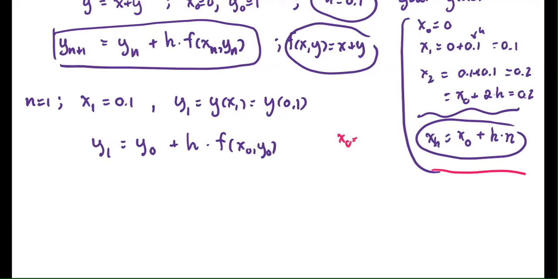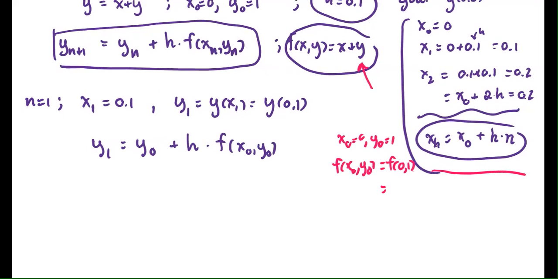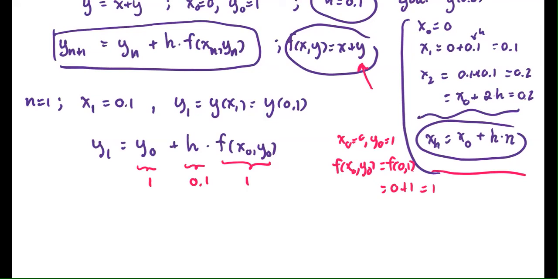Since x0 is 0 and y0 is 1, the function at x0, y0, which is the function at 0, 1, goes by the function x plus y. So it's going to be 0 plus 1, or 1. Then this portion will be replaced with the value 1. The h is replaced by 0.1, which is the step size. y at 0 is 1. Now we get y1 equals 1 plus 0.1 multiplied by 1, or we get 1.1.